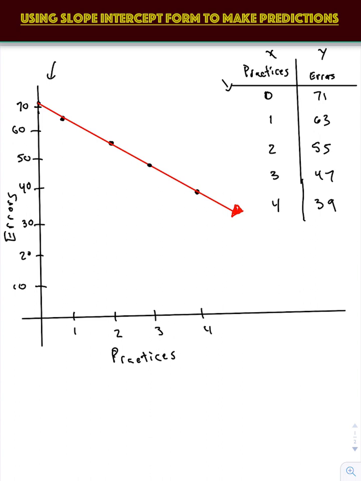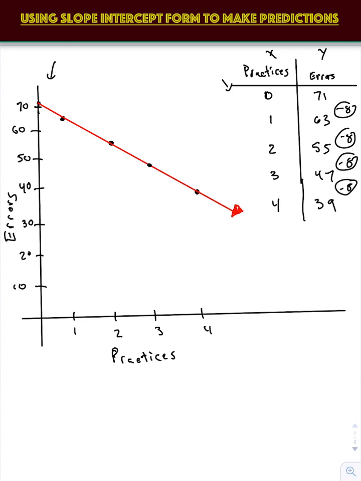What I mean by linear is that with every practice that we do, it decreases exactly the same amount of errors. So before we've had any practices, we have 71 errors. After one practice, it goes down by 8, so that we have 63 errors. And it goes down another 8, so that every time it's going down a perfect 8.